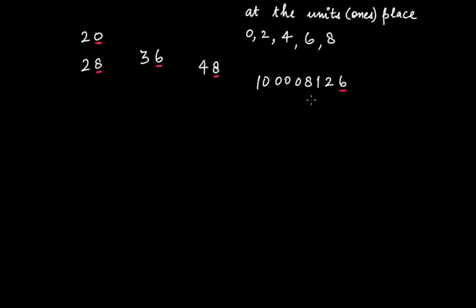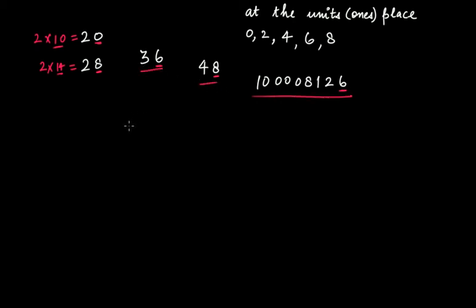So if any number has 0, 2, 4, 6 or 8 at its units place, then that number will be divisible by 2. Okay, so this would be like 2 times 10 is 20. This would be 2 times 14 would be 28. You can divide this number by 2 and you will get this factor. And similarly for this one, and this one.